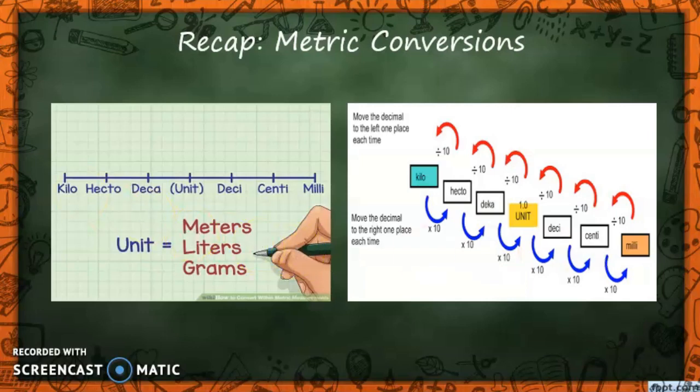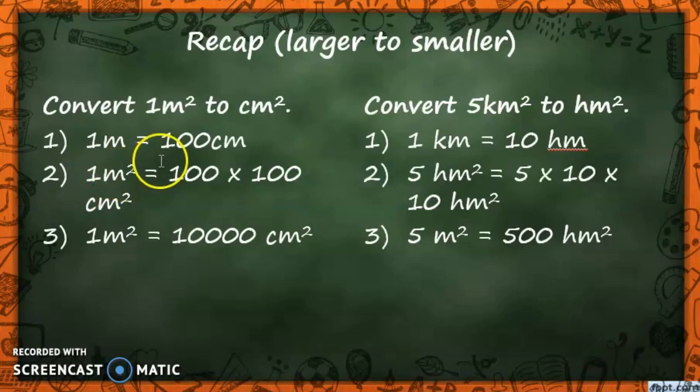Alright? So we're on the right track. And knowing that we are doing square units, we have to use the square. So that means we're going to multiply by 100 twice. Alright? Which will give us 10,000 centimeters square. So 1 meter square equals 10,000 centimeters square. Very simple. But now, instead of just using 1, we're using a number higher than 1.